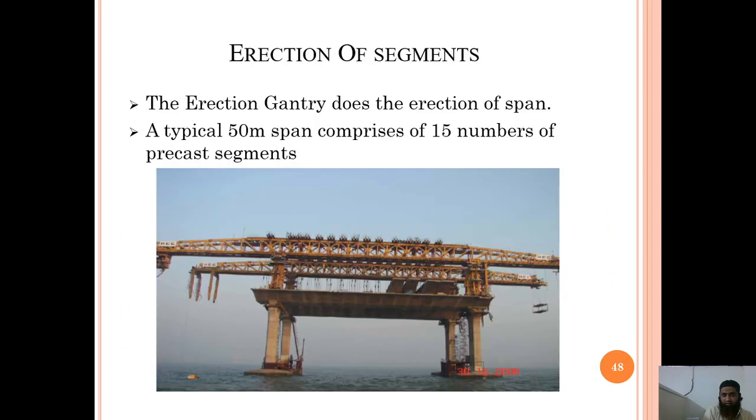Let us see the erection of segments. This is how the erection takes place. The erection gantry does the erection of the span. A typical 150 meter span comprises 15 precast segments. You can see here one after the other how the segments have been arranged in a proper manner. The approach segment and the main cable segment have been cast one after the other, and this is done with the help of the erection gantry.